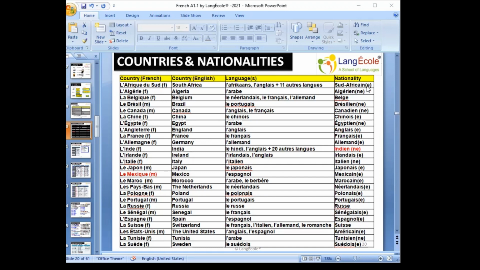But wherever there is no E at the end, those nationalities are only for the masculine one. So for making it feminine, you have to add E or sometimes NE. So you have to practice with which one there is E, with which one there is NE. For example, here, Sud-Africain becomes Sud-Africaine. Algérien becomes Algérienne. Okay?